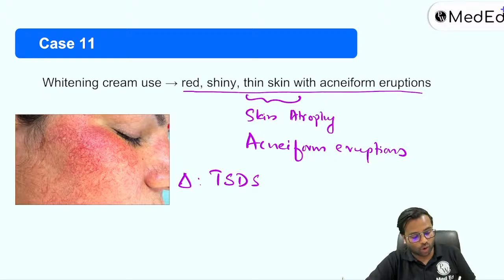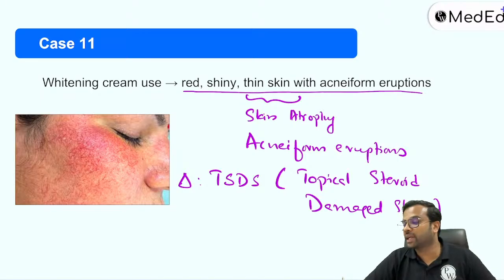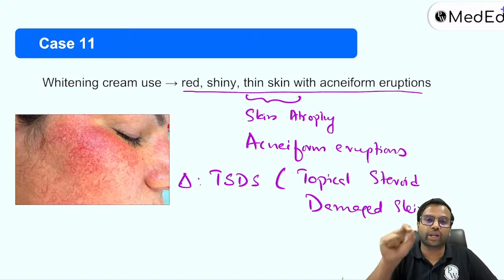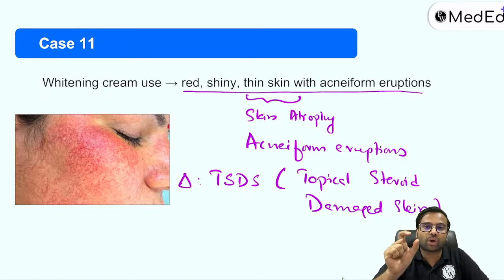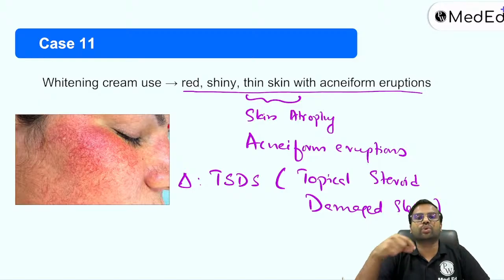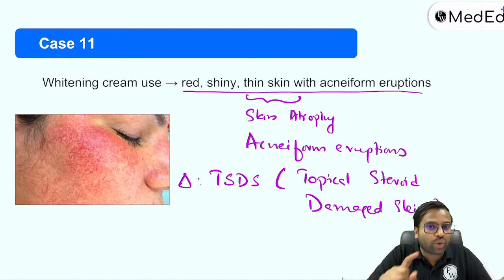And what is this? This is called topical steroid damaged skin. So it is going to be a topical steroid damaged skin. Because everybody knows very well that you should be very cautious when we use topical steroids. You must be knowing about betamethasone, clobetasol, all those things. Clobetasol is a very highly potent steroid cream, which you are never supposed to use over the face. Even if you have to use something over the face, you have to go for a very low potent steroid.